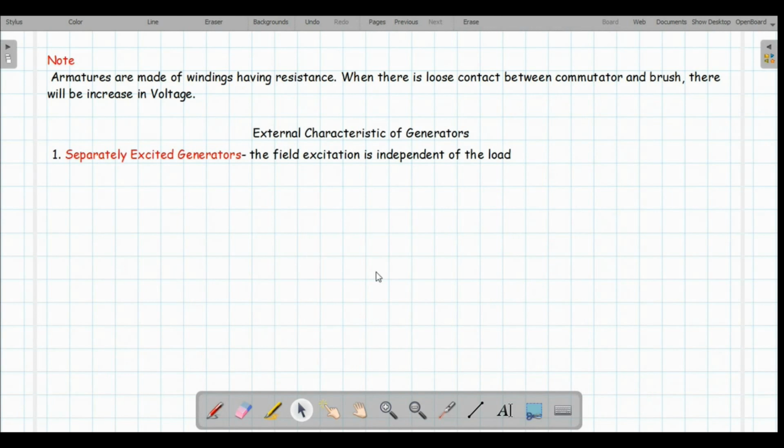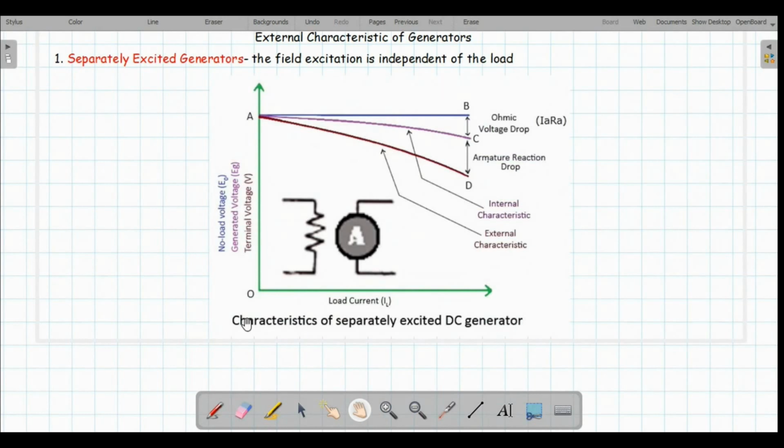Para sa separately excited generators, ano itsura ng external characteristic nito? Pag sinabi mong separately excited class, ito yung klase ng mga generator na independent yung magnetic field nila sa supply ng voltahe. Independent siya kasi itong field windings niya, kumukuha ng supply sa outer source. Hindi katulad yung self-excited, nakakonekta dito, kumukuha siya ng kuryente galing dito sa armature. Pero ito, separately excited, independent ito dito.